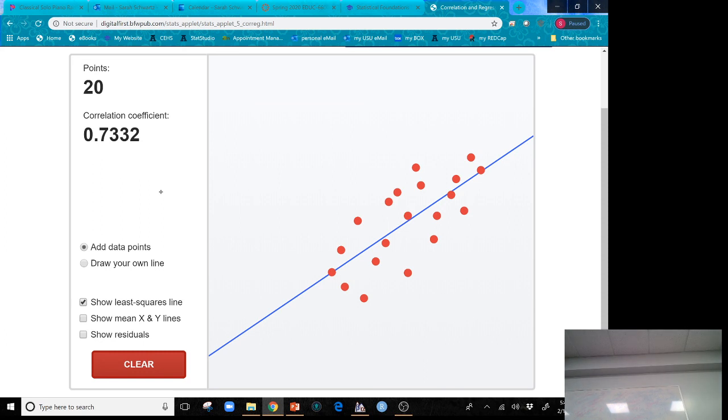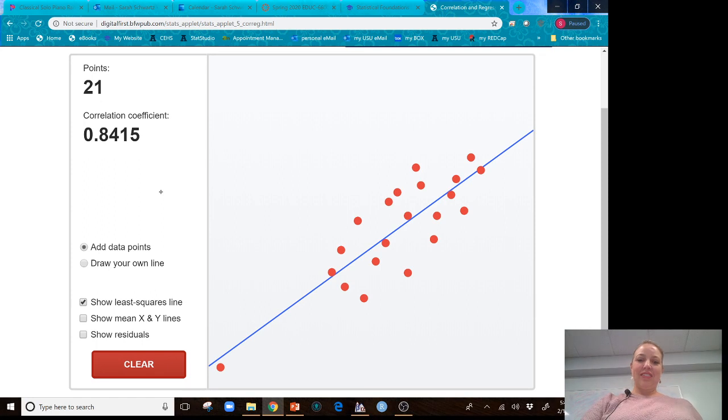So what's going to happen to the regression line if I put a point here? The angle. Not much. Not much? The angle might change a little bit? Let's see. What's going to happen if I put the point up in the top? It'll flatten out.